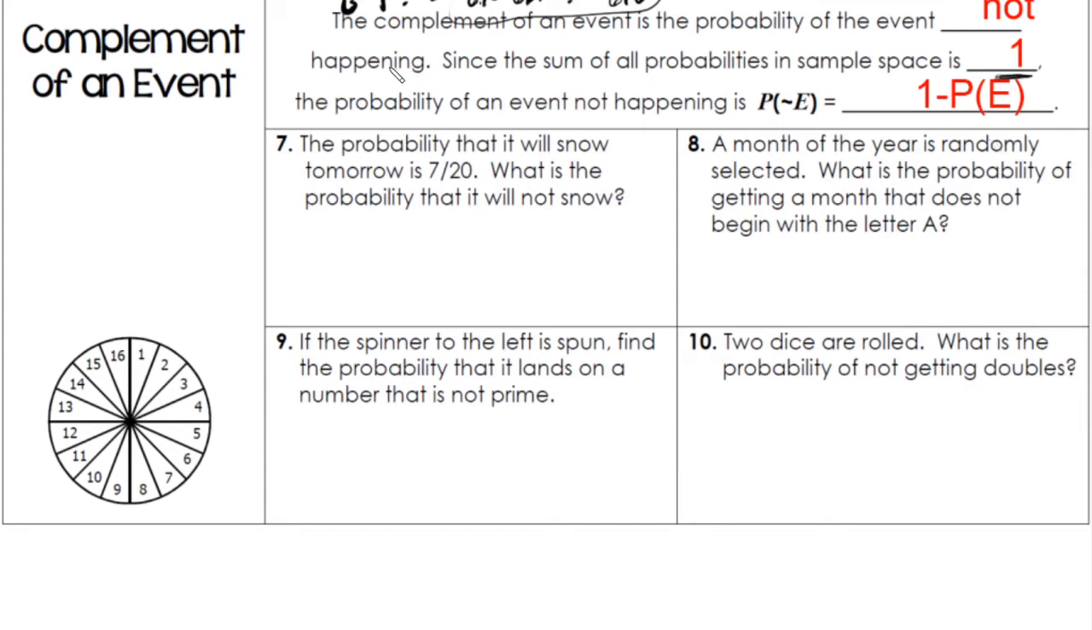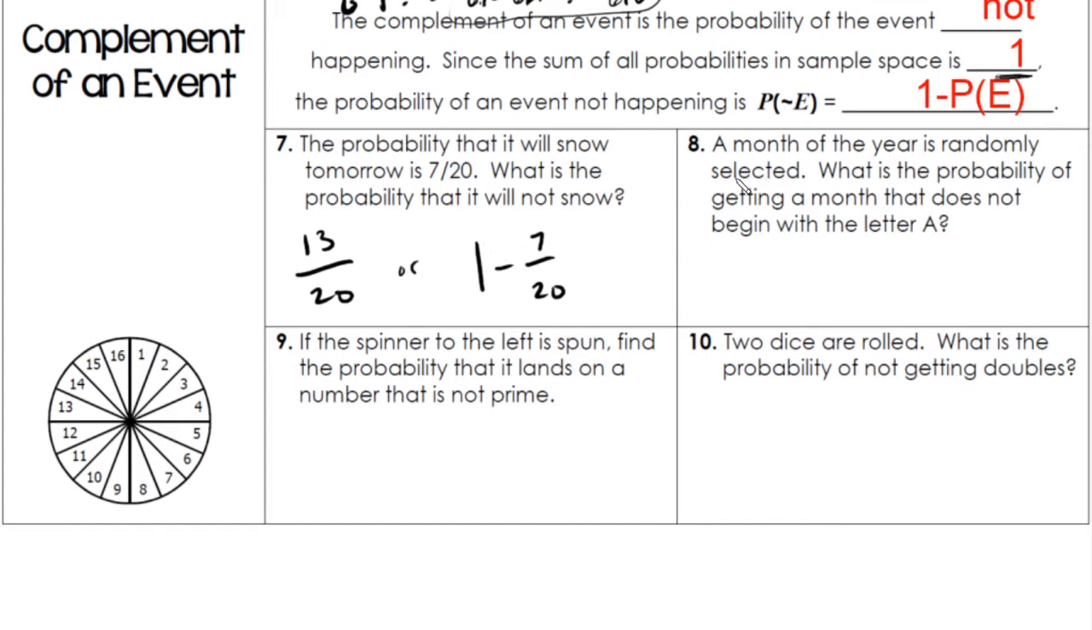And so if there's only two things that can happen, like in this situation, the probability that it will snow is 7 out of 20 tomorrow. What is the probability that it will not snow? Well, your brain should try to think automatically that it's going to be 13 out of 20. And the reason for that is because it's 1 minus the 7 out of 20. So it's 1 minus the odds that it will snow, which is 13 out of 20.